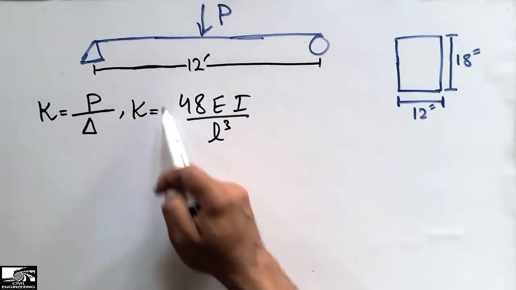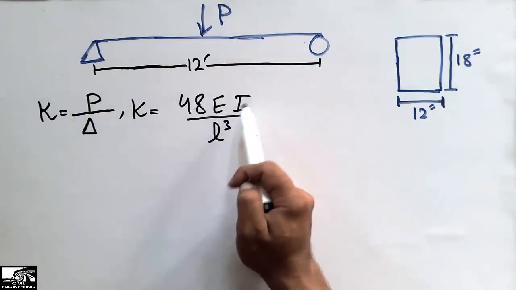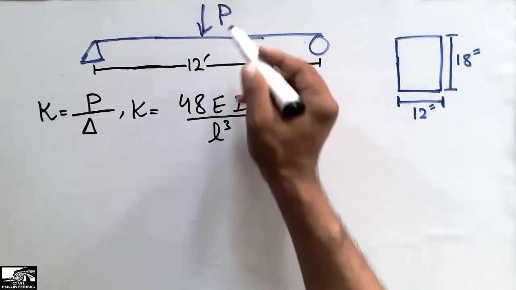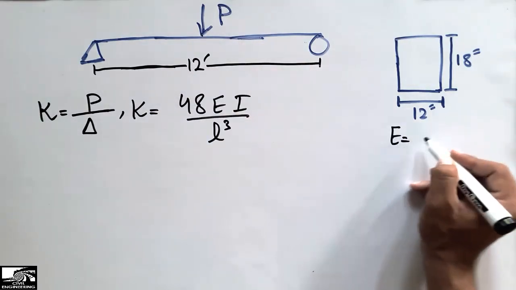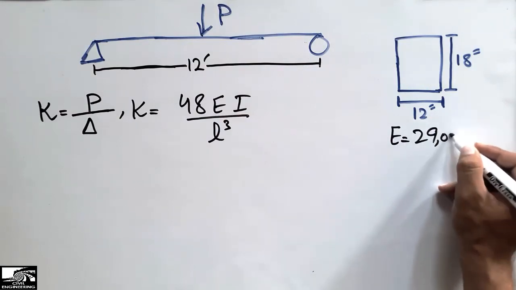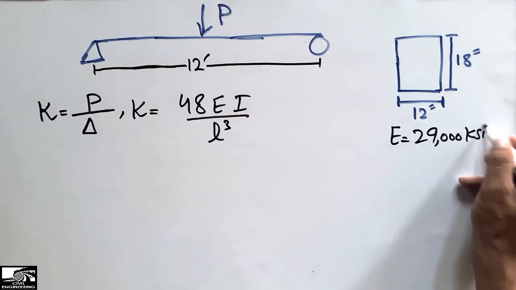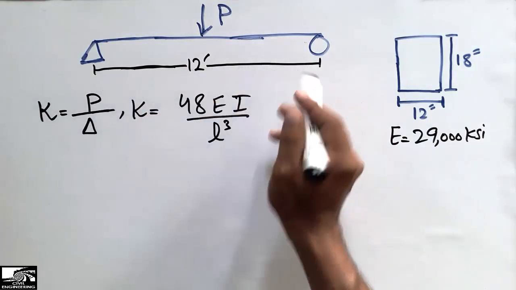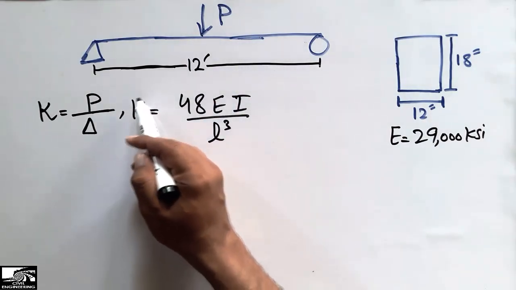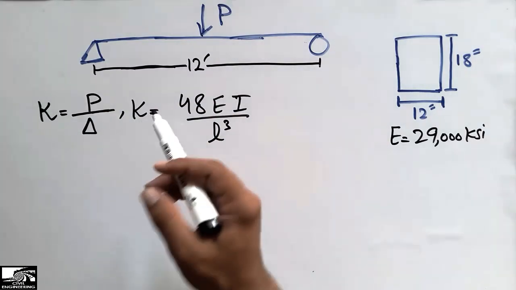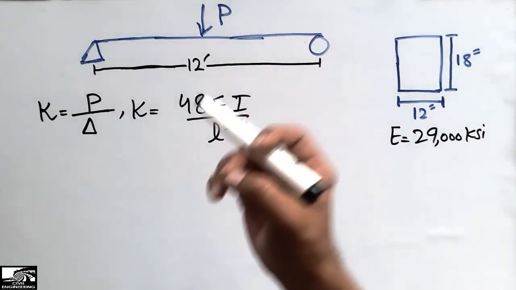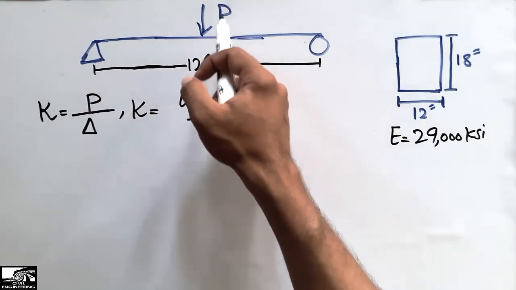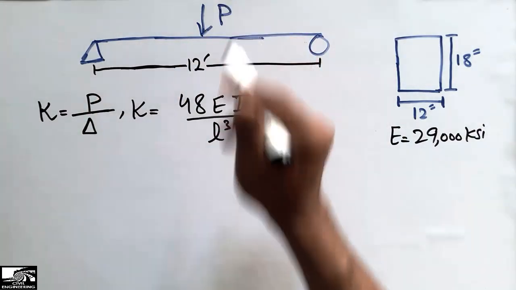So the formula used here to find the stiffness is 48 EI divided by L cube, where 48 is the constant, E is the elasticity of the material, where the E of the steel used here is 29,000 KSI. And I is the moment of inertia of this beam, and L is the length of this beam. So by putting in the values, we will find the stiffness of this material, that is, how much force is required to produce a unit displacement for this type of beam, simply supported with the concentrated load acting at the center of the beam.